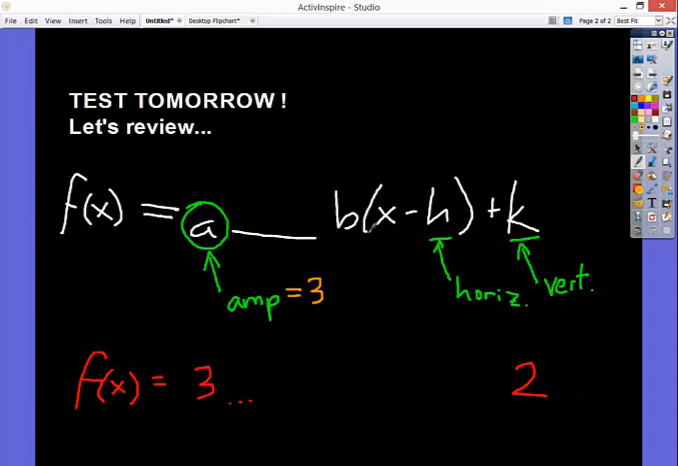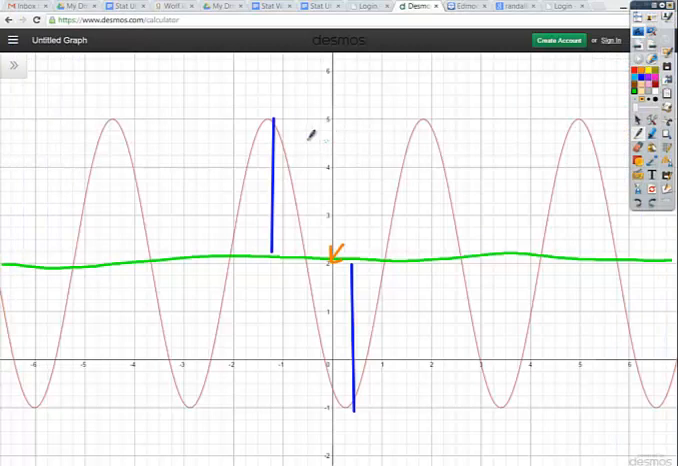So what about B? There's a rumor out there that B equals the period. B does not equal the period. B equals 2 pi divided by the period. So we look at what the period is.